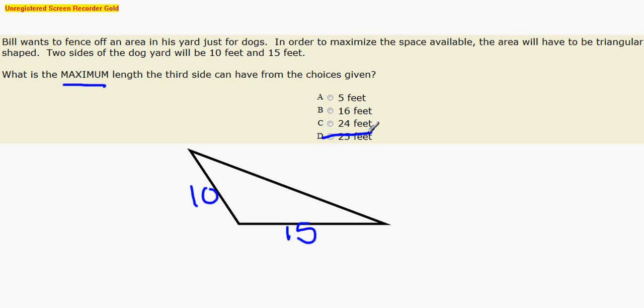Okay. And so let's try the next biggest number, and that's 24. Put 24 here. Okay. 10 plus 15 is 25. Is 25 bigger than 24? And obviously it is. So that's going to form a triangle. And so my answer here is going to be C. And 16 might work, and 5 might work, but again, it's asking for the maximum. So you've got to make sure you read the question so you don't pick the wrong answer.